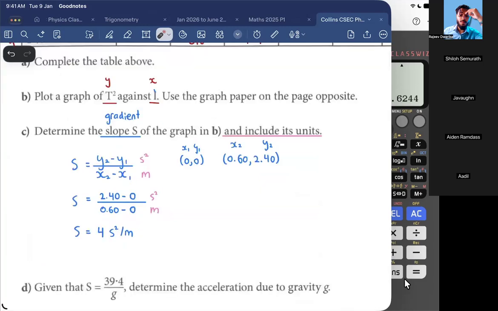So that's all they had to do. Watch: 2.40 minus 0 over 0.60 minus 0. And here is your answer.